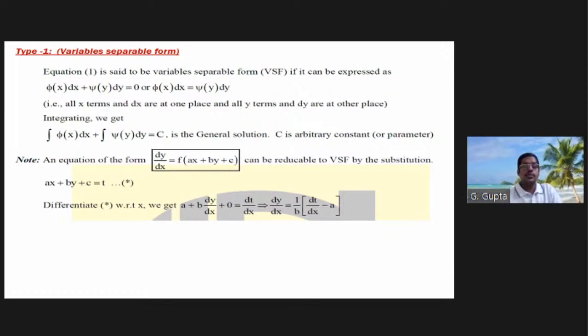a into the x derivative with respect to x is 1, plus b into the y derivative with respect to x is dy by dx, plus the constant derivative is 0. From this, find dy by dx. On the right side, the t derivative with respect to x is dt by dx. So from this, dy by dx gives 1 by b into dt by dx minus a. This is important, that substitution. Please highlight, please underline ax plus by plus c.